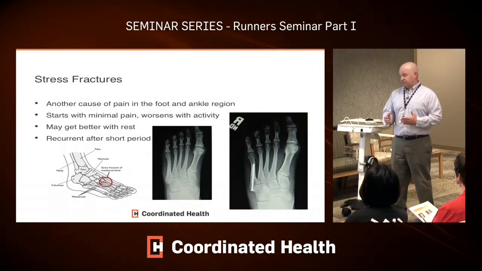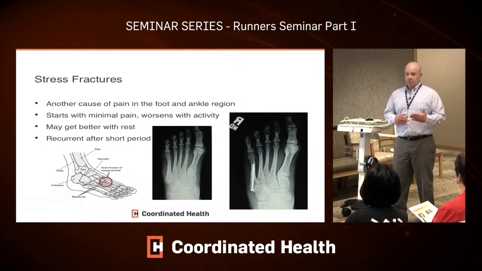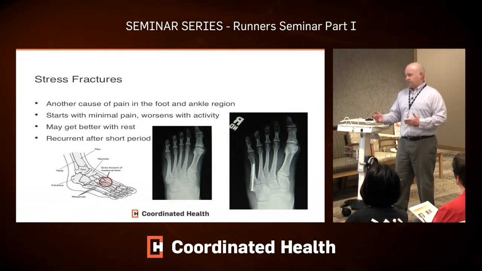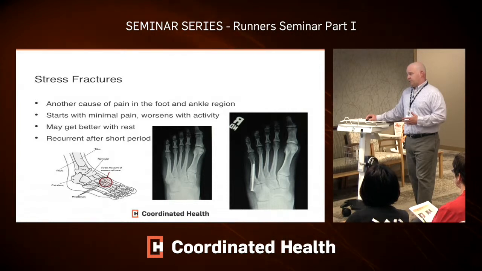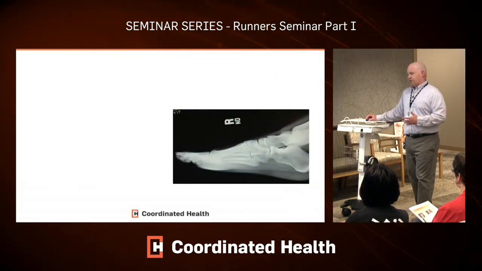That's something that obviously shouldn't be ignored, and often that's what we do. We treat ourselves, it gets worse, then we take some time off, it gets better, we try to go back too soon, and then it happens again. So it's very common in runners to get a stress fracture, typically in one of the metatarsals. This is a little harder to see, but this would be a stress fracture in the 5th metatarsal, which is on your pinky toe.